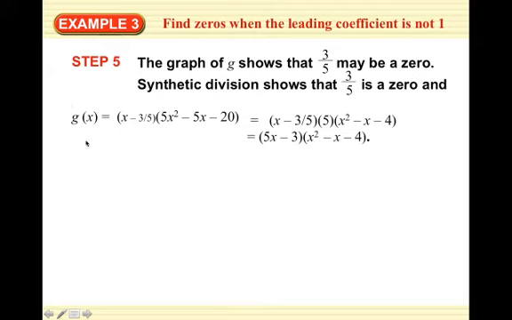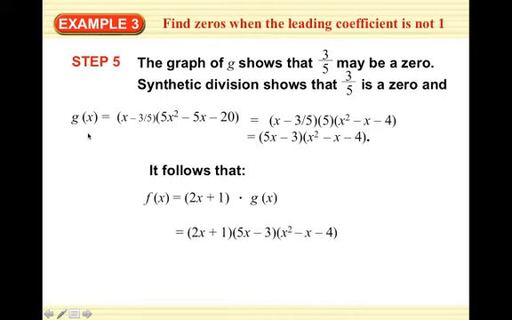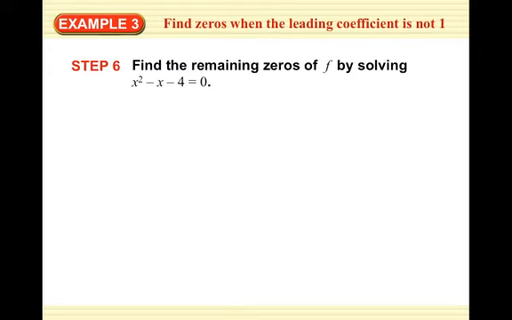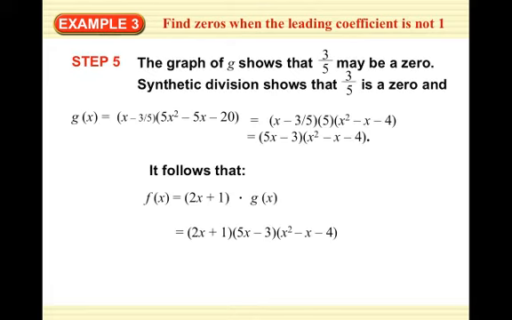Now this is just g of x. It follows that f of x was that original factor, the 2x plus 1, times g of x. So it is equal to 2x plus 1 times 5x minus 3 times x squared minus x minus 4. Okay, now we want to find the remaining zeros of f by solving x squared minus x minus 4. This is coming from the zero product property, that we can get the zeros by setting each of these factors equal to 0. Okay, now we know that this one is going to generate x equals negative 1/2. We know that this one is going to generate x equals 3/5. The question is, what does this one generate?